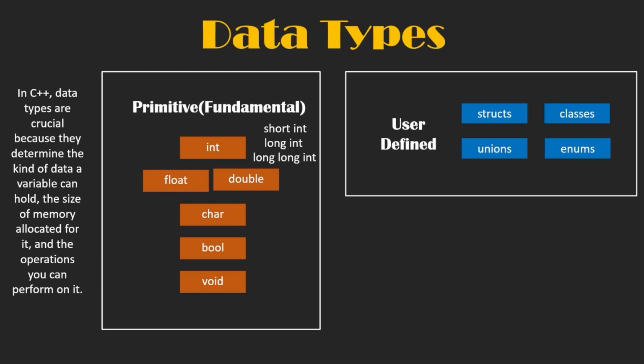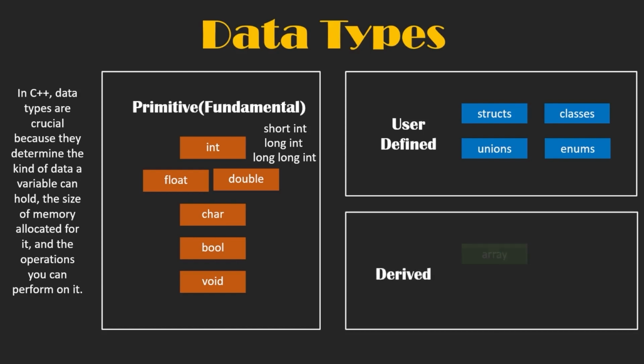Additionally, derived data types, such as arrays, let you store collections of data, while pointers and references provide advanced memory manipulation techniques. I'll explain these user-defined and derived data types in more detail in my future videos.